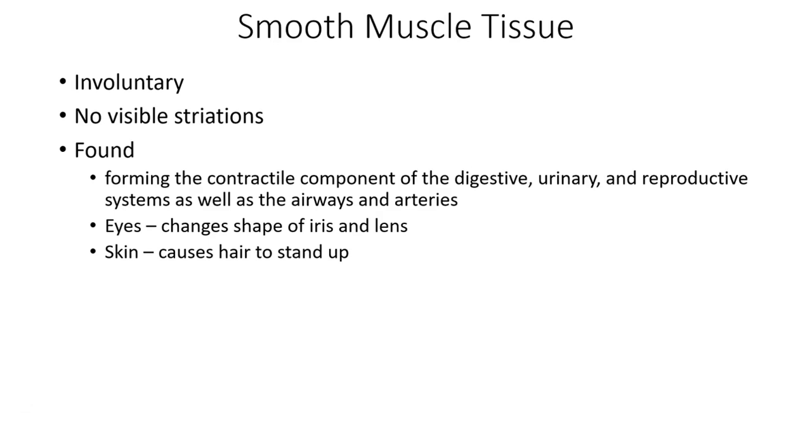This is what changes the shape of the iris and our lens, so being able to either dilate or contract our pupils, that's actually done by the iris, which is smooth muscle tissue. The lens is going to sit right behind that. We'll talk more about that when we get to the eyes later on in the semester. And then we also have some smooth muscle tissue in our skin, and this is what causes the hair to stand up. So when you get really cold and you get goosebumps and your hair stands up, or you get kind of creeped out or something, that is controlled by smooth muscle tissue.